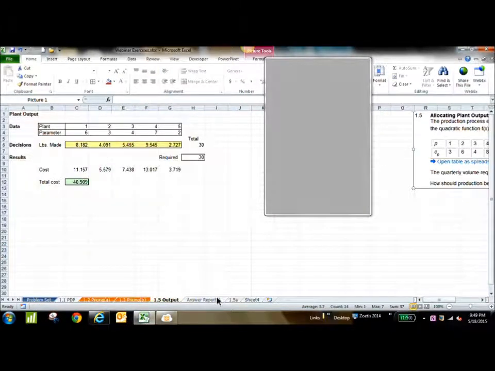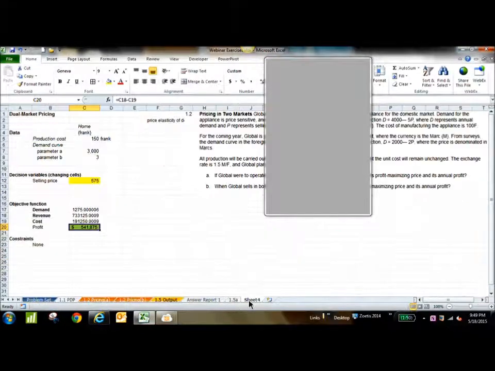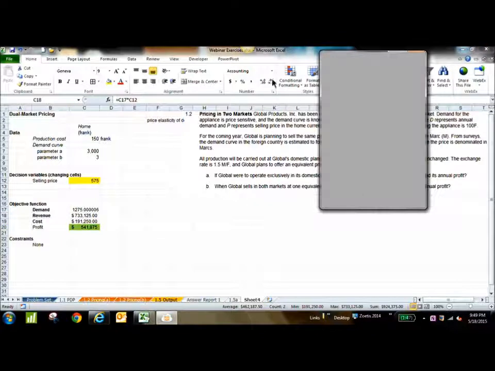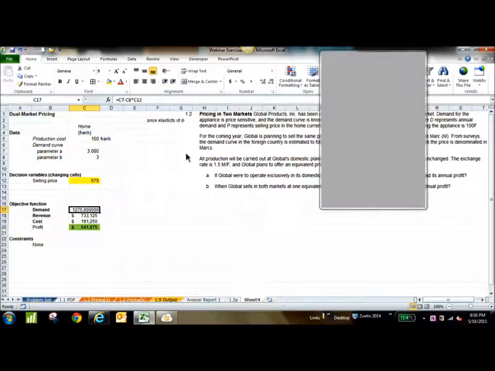So as you can see, we did a few calculations prior to running Solver. We had to determine what the demand is, what the revenue, what the cost, and then from there we determine what the profit is, which is revenue minus cost. The demand is based on a formula. The selling price is what we're trying to figure out.